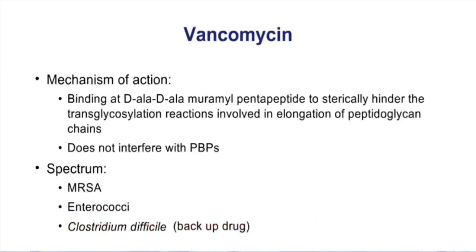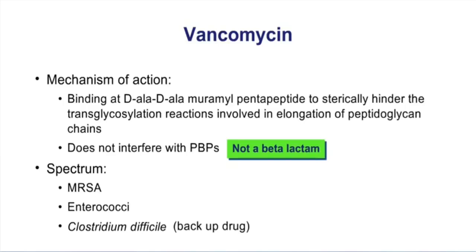The next drug we're going to cover is vancomycin. I want to make sure everybody understands we're still talking about cell wall drugs, but we're no longer talking about beta-lactams, because vancomycin is not a beta-lactam antibiotic, which importantly means it does not bind to PBPs. It has a different target. So the mechanism of action of this drug involves binding to the D-Ala-D-Ala muramyl pentapeptide. It's going to inhibit the transglycosylation reactions involved in elongation of peptidoglycan chains. And this is an earlier step in cell wall synthesis than where the beta-lactams are going to work.